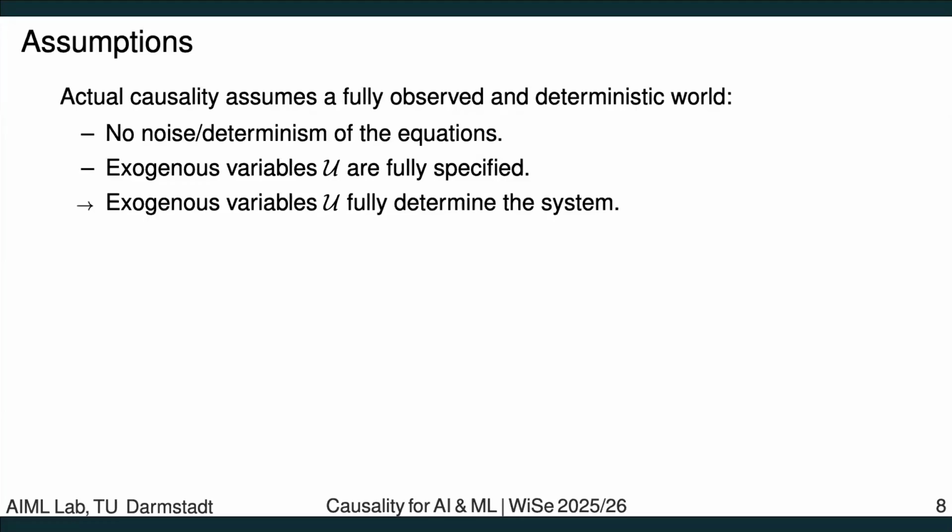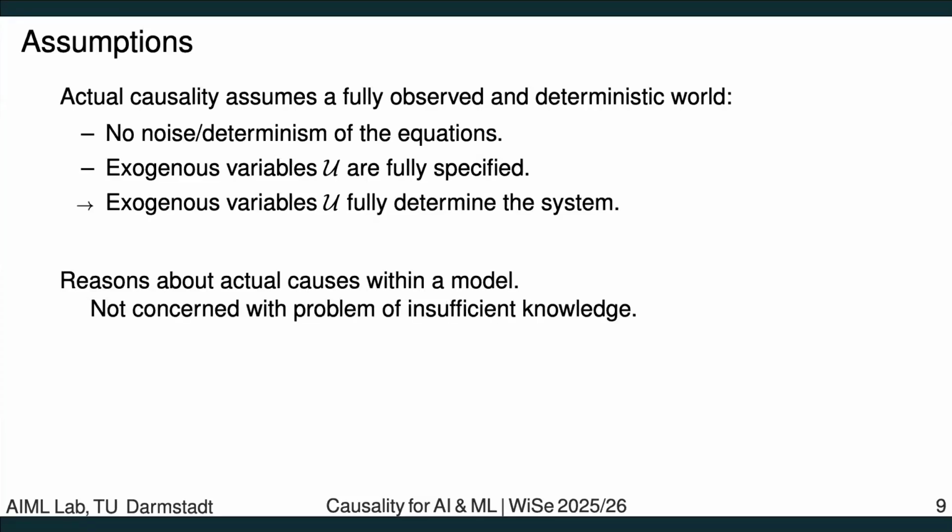And there we know the exact value, not some sort of distribution, which we commonly have in do-calculus or the Pearlian framework. For that, at the moment we're not concerned with insufficient knowledge. We assume we have all of that, and later on, or maybe in the next lecture, we will see how to combine those two things, how to get probabilities in there.